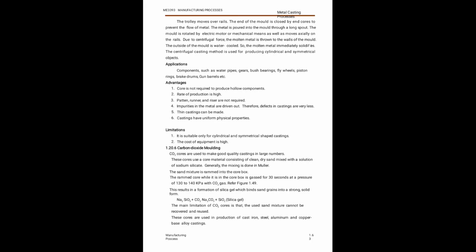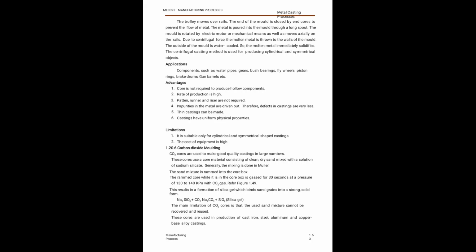Then next, the special casting process like the CO2 molding process. CO2, like carbon dioxide, molding or cores are used to make good quality castings in large numbers. The core used in the CO2 process is made of dry sand mixed with sodium silicate solution, generally mixed in the muller. The sand mix is rammed in the core box.